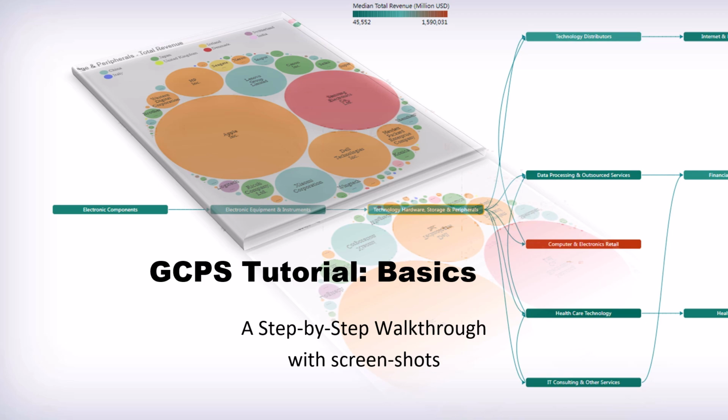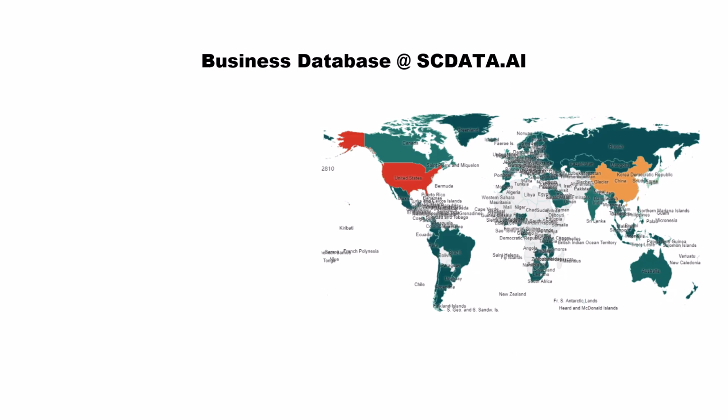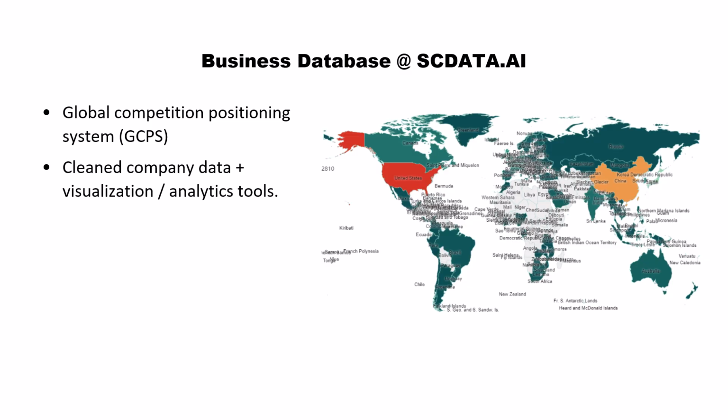Hello everyone, this video is the GCPS tutorial on the basics, a step-by-step walkthrough on how to use the system to generate actionable business insights. GCPS stands for Global Competition Positioning System. It's a business database hosted at acdata.ai, featuring cleaned company data and visualization analytics tools where you can generate business insights in a few clicks.